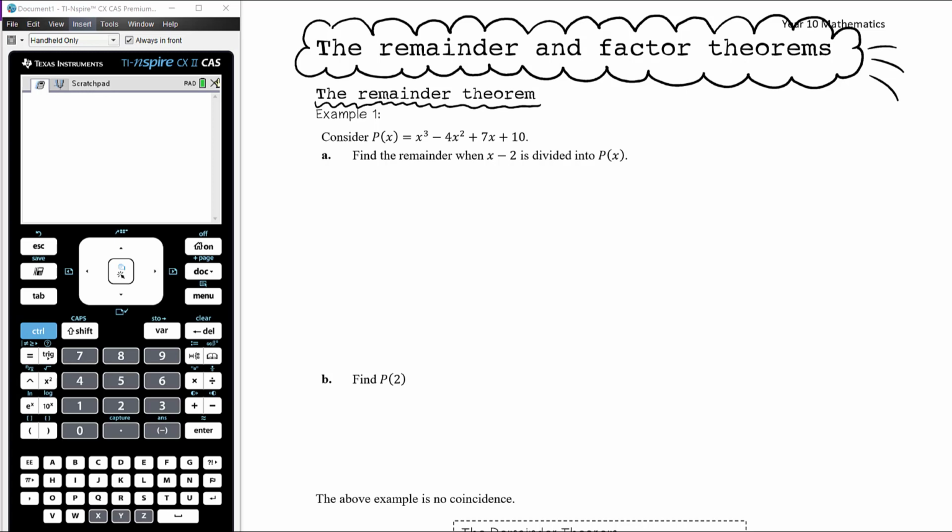So the first thing we want to do is we've got this polynomial, it's a cubic polynomial, x cubed minus 4x squared plus 7x plus 10, and we want to find the remainder when x minus 2 is divided into p of x. Okay, so we're dividing x minus 2 into p of x, which is x cubed minus 4x squared plus 7x plus 10.